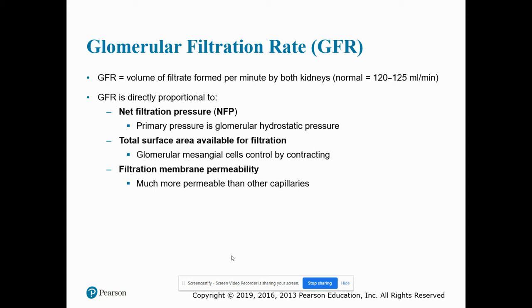And the primary pressure is glomerular hydrostatic pressure. And then we have total surface area available for filtration. This can be controlled by the glomerular mesangial cells, and they will do this by contracting. And then we have filtration membrane permeability, and the glomerulus is much more permeable than other capillaries.